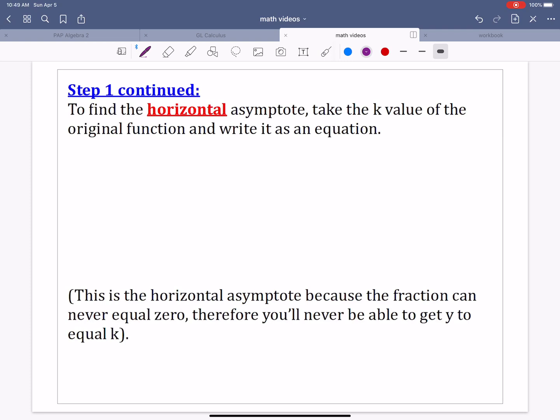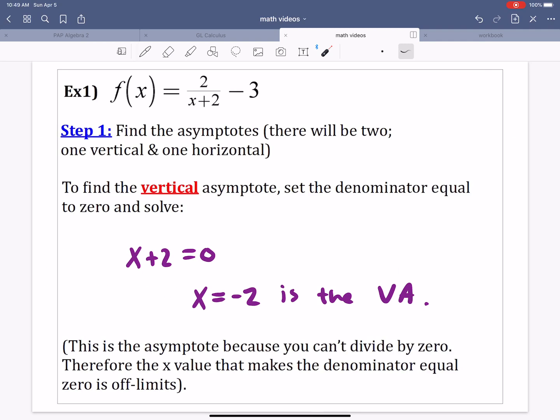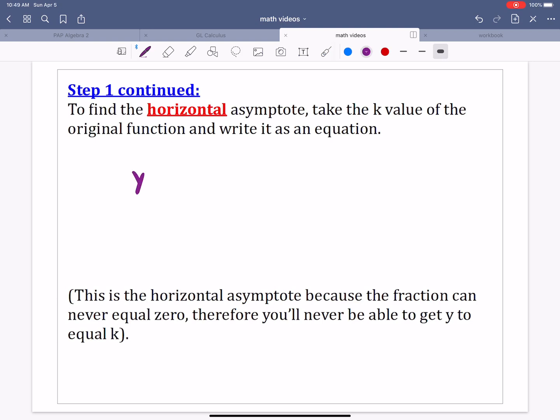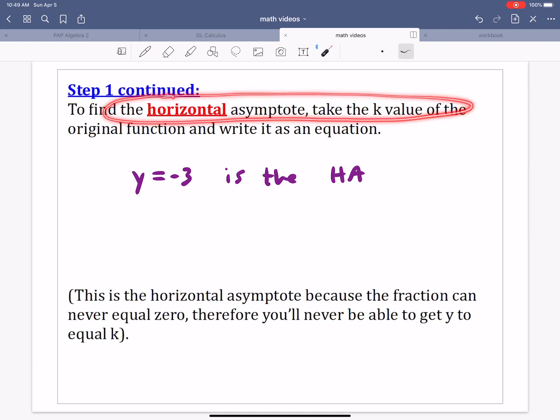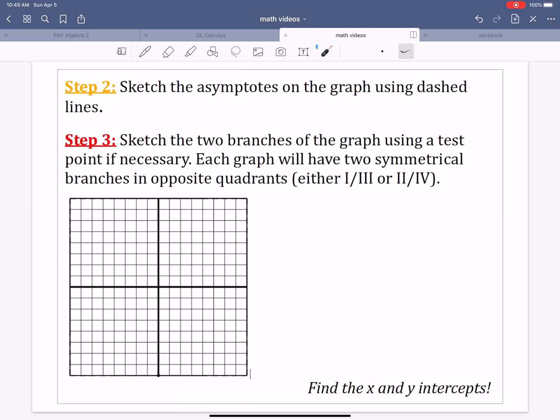For reciprocal functions only, you're going to take the k value of the original function. Let me go back. The k value was -3. So we write that out as an equation: y equals -3 is the horizontal asymptote. Again, I abbreviate that HA, horizontal asymptote. That one's super easy. This step gets complicated in our next lesson, but for today it's super, super easy to find the horizontal asymptote.